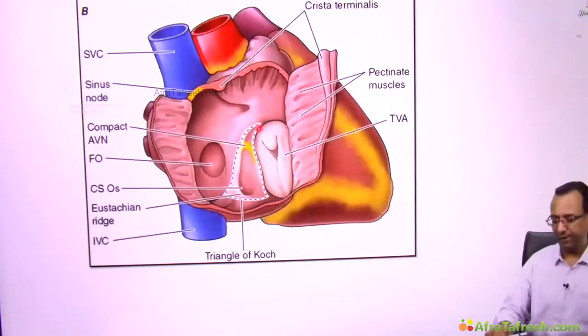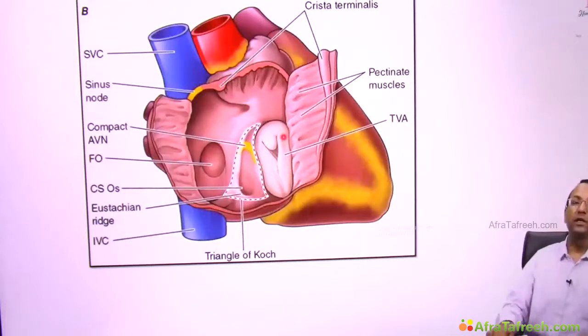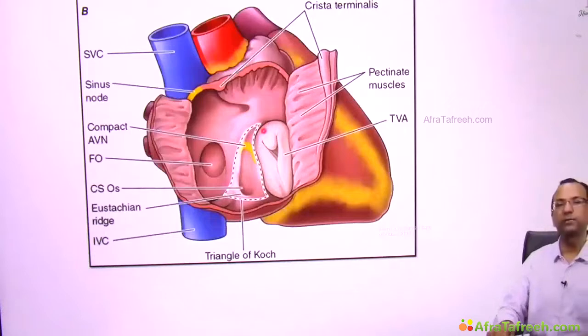In fact, there is this tricuspid valve which is also called the right atrioventricular valve, because the blood of the right atrium was supposed to go to the right ventricle passing the tricuspid valve here. It has three cusps, and one of the cusps here is called the septal cusp of the tricuspid valve.